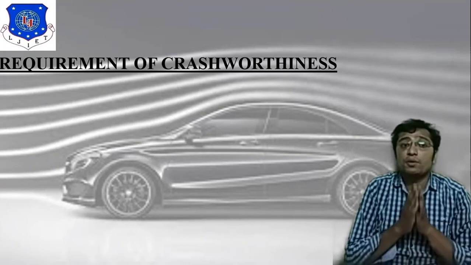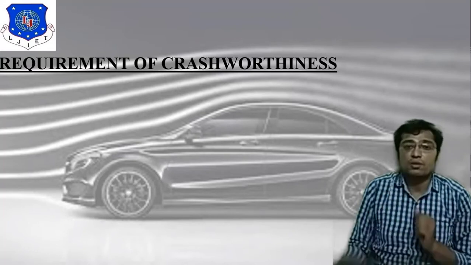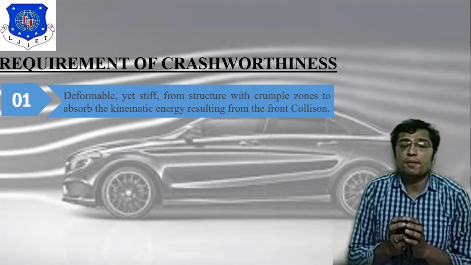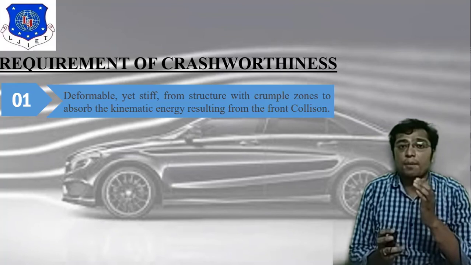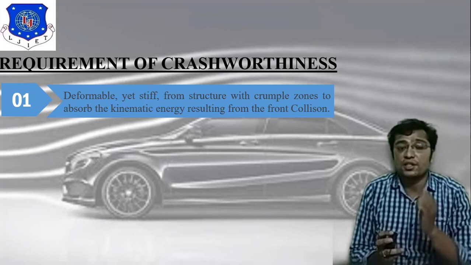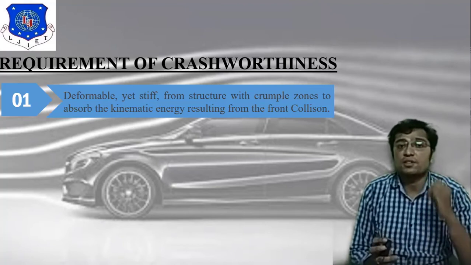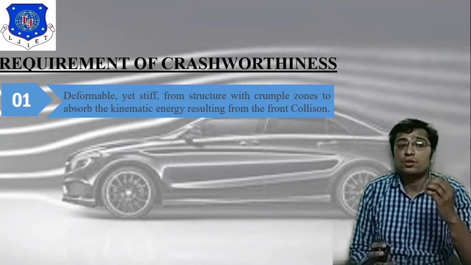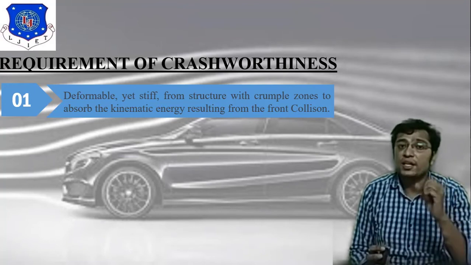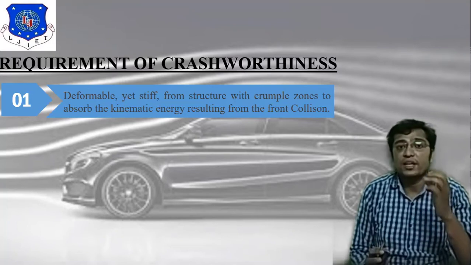Now we can talk about the requirements of crashworthiness. What is the goal? The first and important requirement is a deformable yet stiff front structure with a crumple zone to absorb the kinetic energy resulting from the front collision. The crumple zone plays a very important role in absorbing the kinetic energy during the crash, and it ultimately saves the passenger, or the occupant.